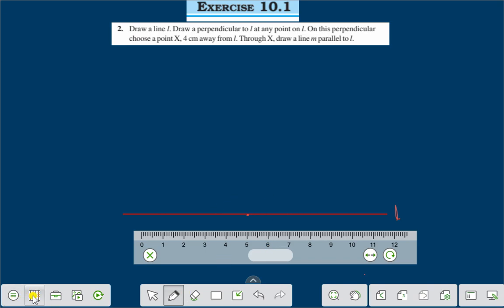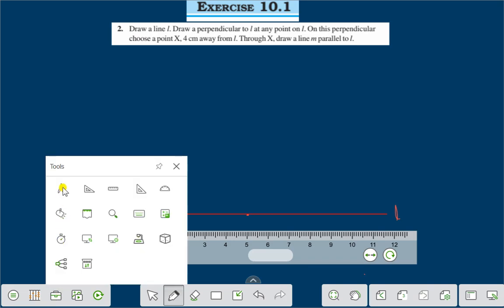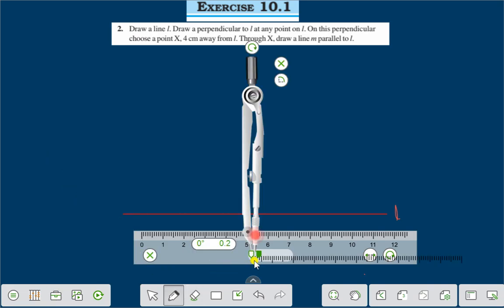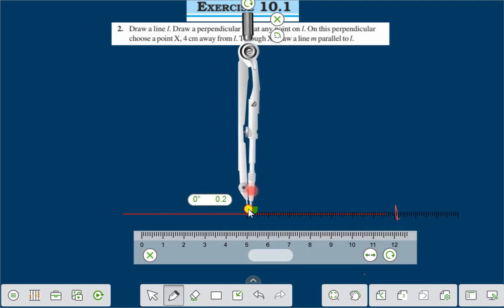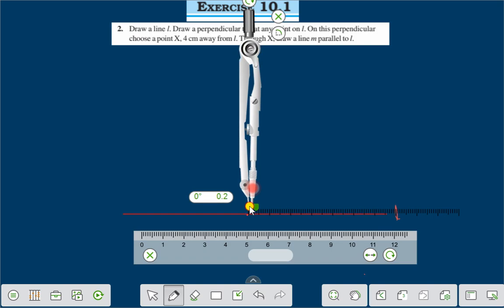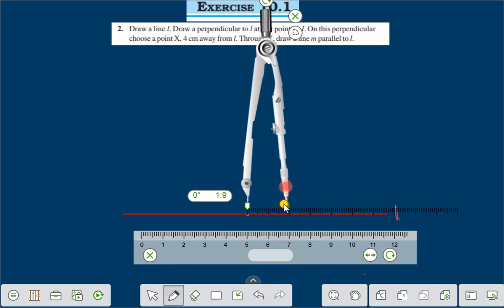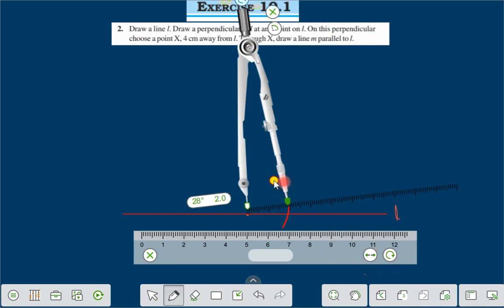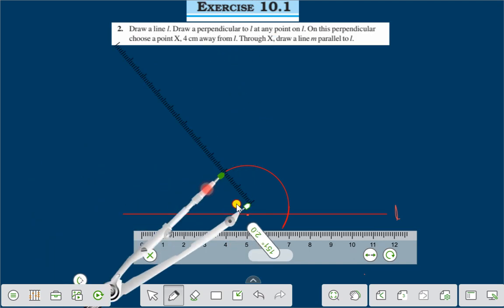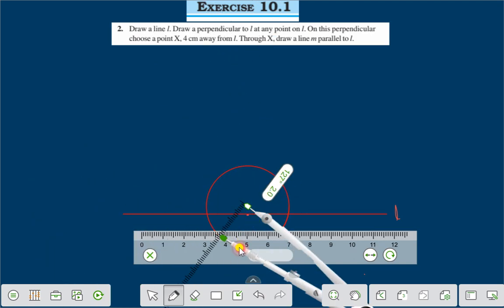Let us draw a perpendicular line with the help of a compass. With the help of the compass, we are taking a perpendicular on this point. Here, we will draw an arc first, right? We shall draw an arc.